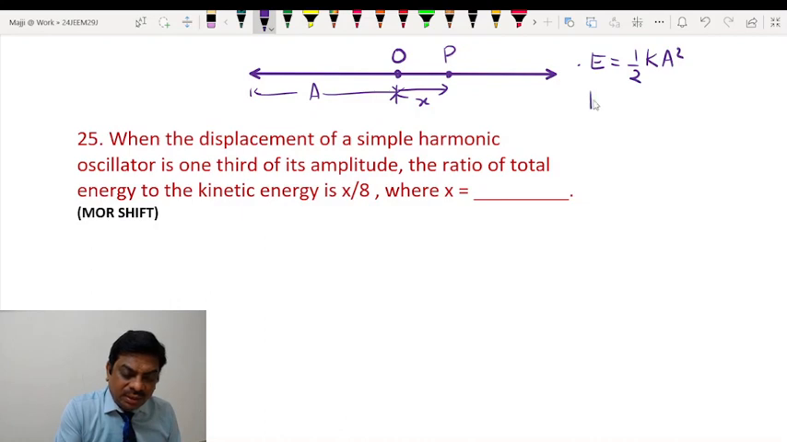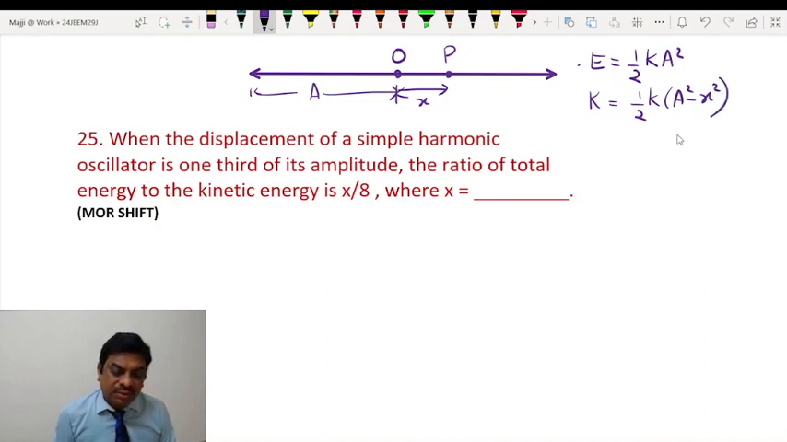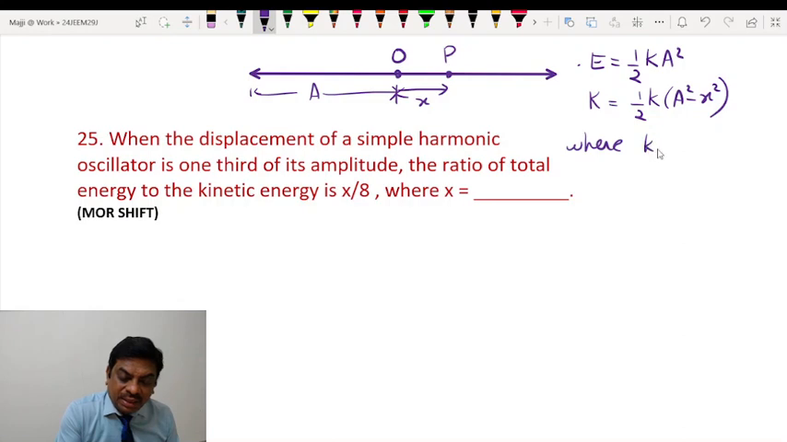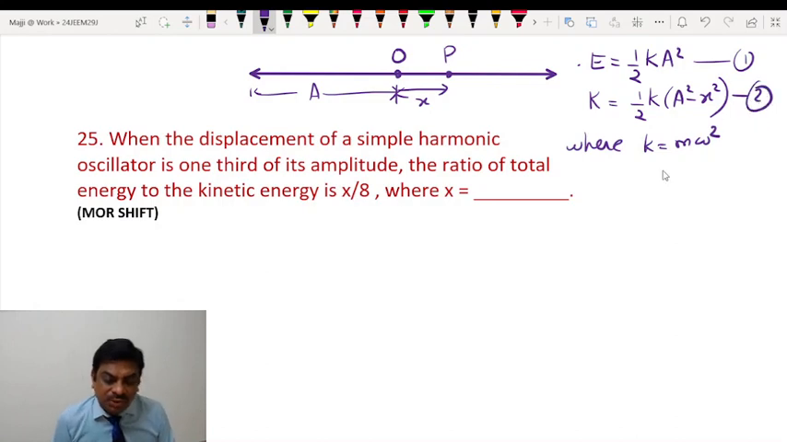Whereas kinetic energy is half k into a square minus x square, where k is m omega square. A is the amplitude, x is the displacement.